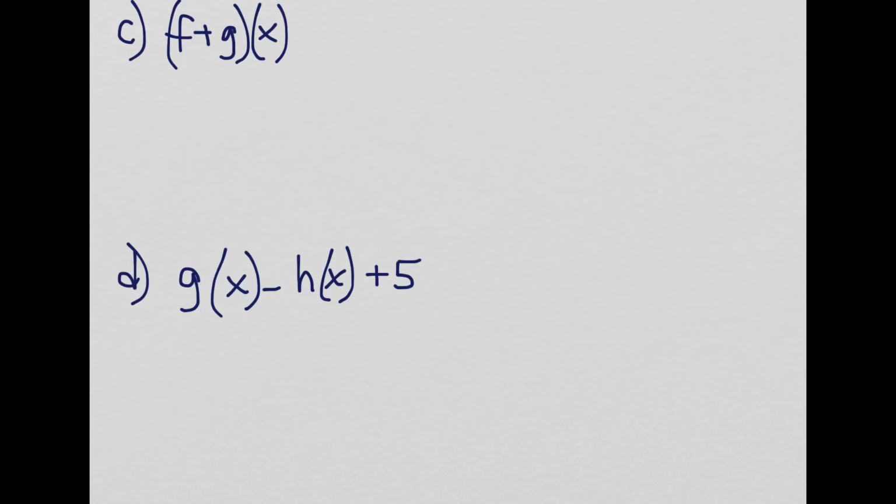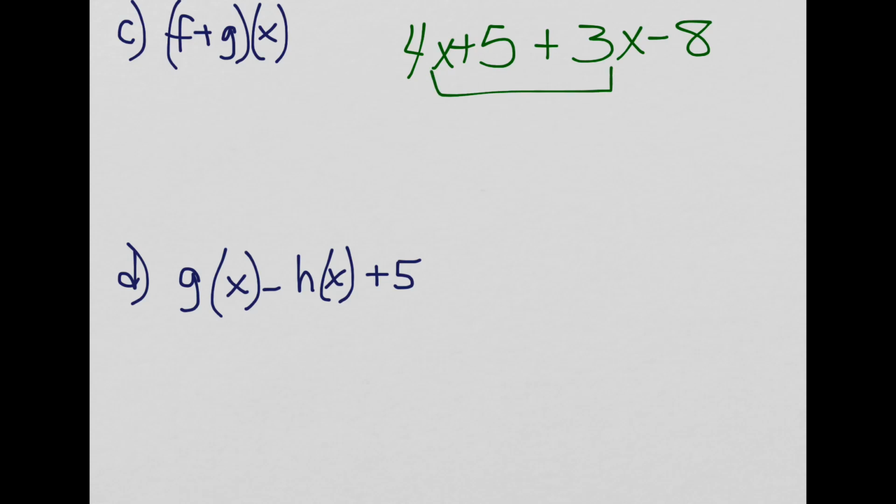So f of x was 4x plus 5, and g of x was 3x minus 8. And when we add those together, we're adding, so I didn't need parentheses. We got 7x. And 5 plus negative 8 again is negative 3. And so that whole thing equals 7x minus 3. See how we can do this just with expressions.